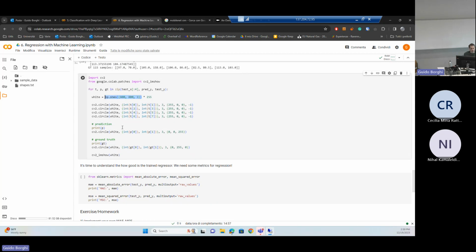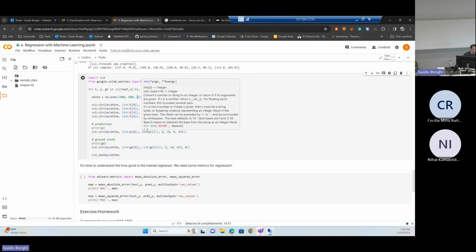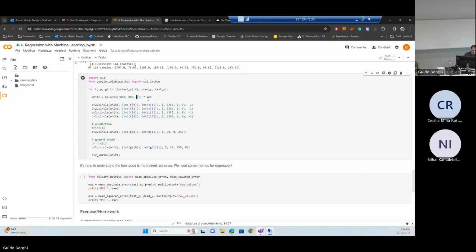np.ones method that creates a black matrix using this shape, 800 times 800 times 3. Since I want to use the RGB colors to highlight the different points that I want to predict, I multiply the ones with 255 in order to have a white image at the end.